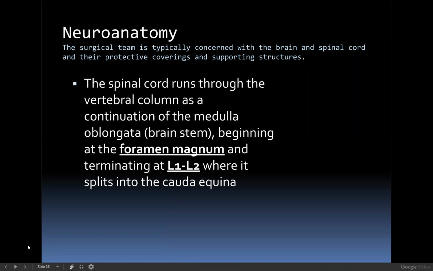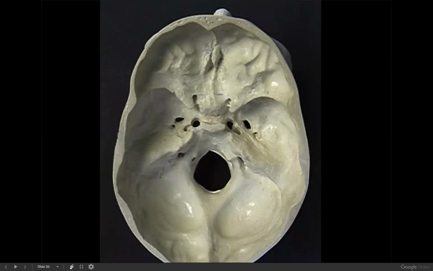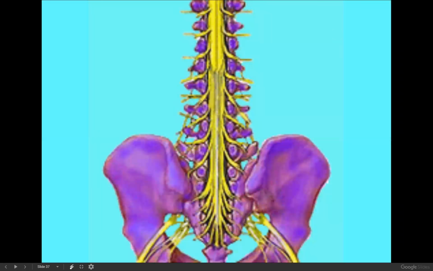The spinal cord itself runs through the vertebral column as a continuation of the medulla oblongata, or the brainstem. It begins at the foramen magnum, the hole in the skull, and it terminates around L1 or L2, where it splits into what we call the cauda equina, which is simply a collection of nerve roots at that point. So make sure you know what the foramen magnum is, and make sure you know what the cauda equina is and where the spinal cord terminates.